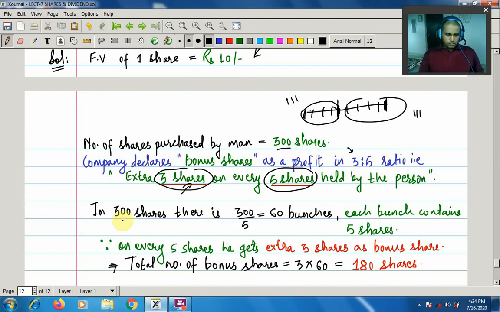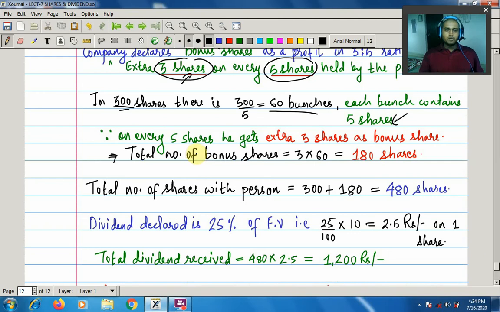So in total I have 300 shares. So in 300 shares there are 60 bunches. Each bunch contains 5 shares. So how many bonus share I have? On every 5 shares we get extra 3 shares as bonus shares. Total number of bonus shares 3 into 60, 180 bonus shares. Total number of shares with that person now is 300. He bought 300 and he get 180 extra. So 300 plus 180 is 480 shares.